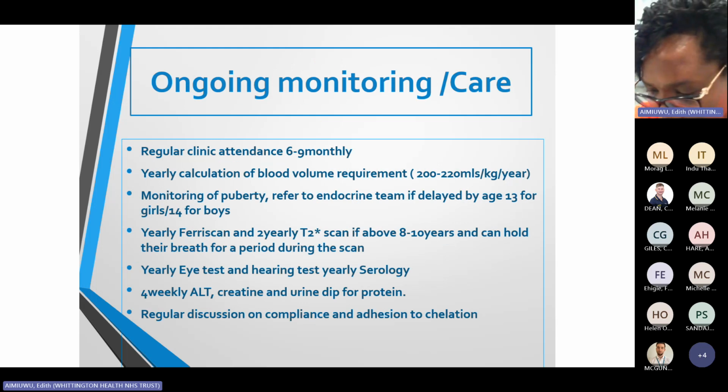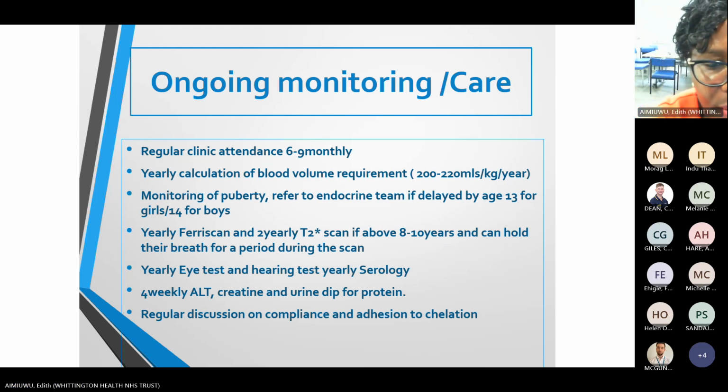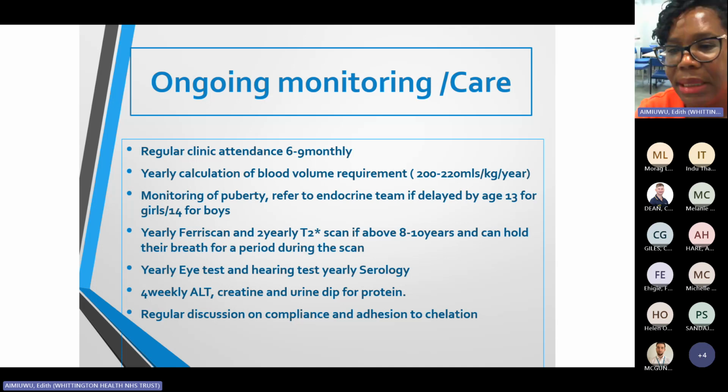Ongoing monitoring of a child with thalassaemia. What do we do? We tend to ask for clinic attendance 6 to 9 monthly in our joint hematology clinic, where we have the hematologist, the pediatrician, and the clinical nurse specialist. During that clinic, we also continue to monitor their growth and their activities.